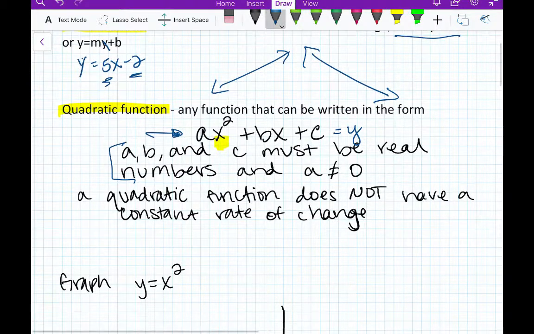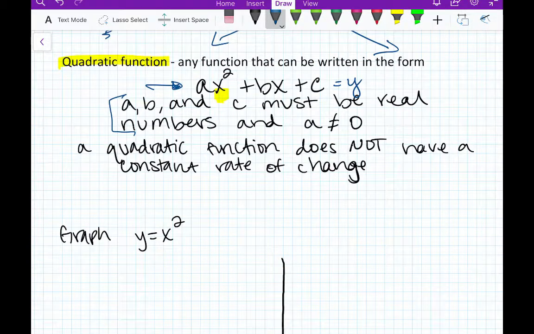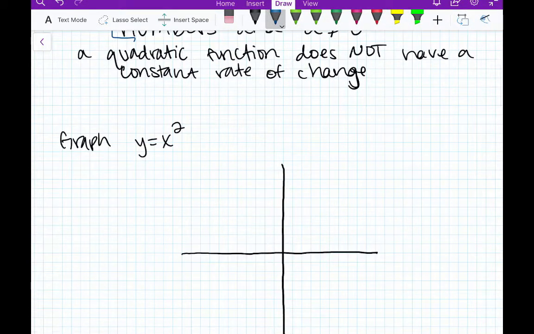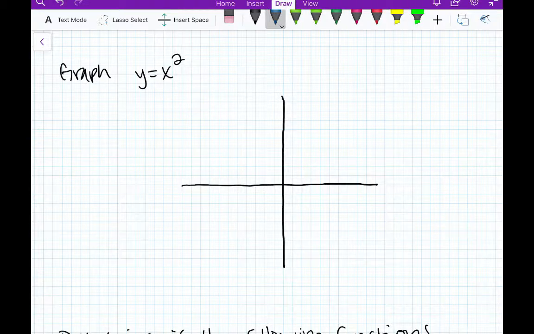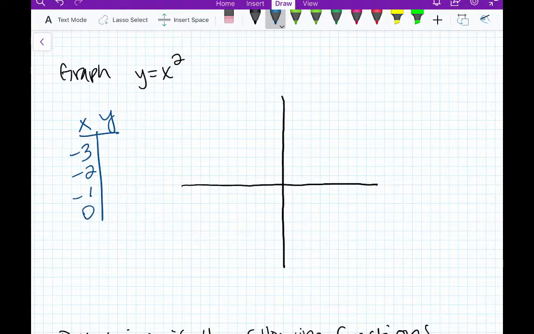A quadratic function does not have a constant rate of change. So when you look at the change in y versus the change in x, it's not going to be the same, and we'll look at that a little bit later. So we're going to graph y equals x squared, and the way that I'm going to do this is I'm just going to plug in values for x and then evaluate them to determine what y is.